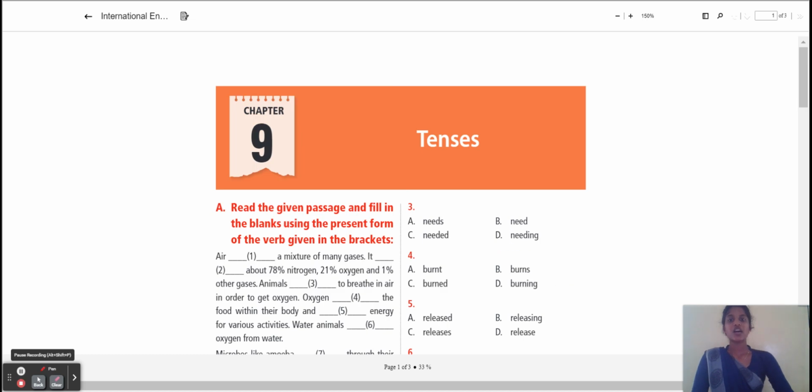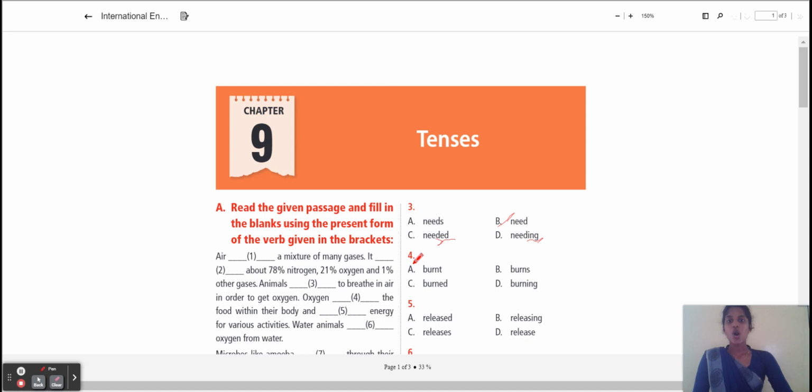Here the third question: animals dash to breathe in air in order to get oxygen. The given options are A needs, B need, C needed, D needing. Here ing means it is the continuous tense. So ed means it is the past tense. So needs and need are the present tense options. Here animals is the plural form, you know that. So you cannot add s in the sentence. Here need is the correct option. Why? Because animals are the plural form, so you cannot add s in this sentence.